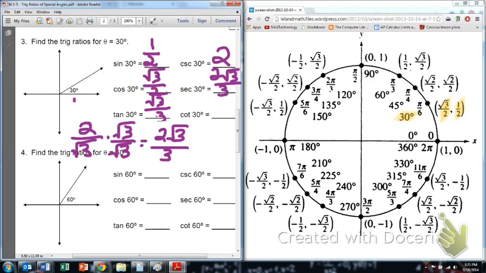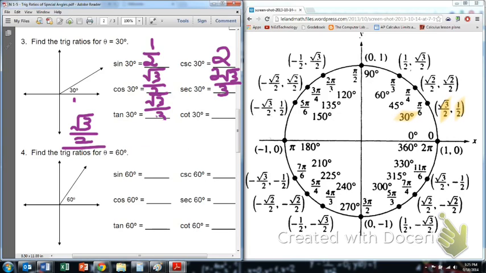And then for cotangent, you can flip the tangent, or you can divide the x by the y, however you want to look at it, because it's going to give us the same thing either way. I'm going to divide the x by the y. So I'm going to divide square root of 3 over 2 by 1/2. Keep it, change it, flip it. So I'm going to get square root of 3 over 1, or just square root of 3.